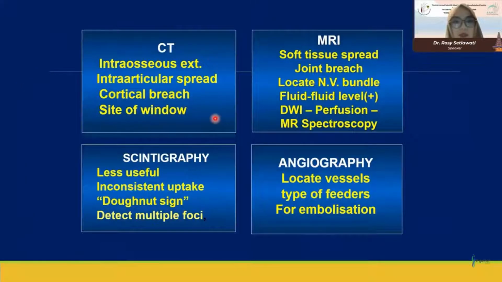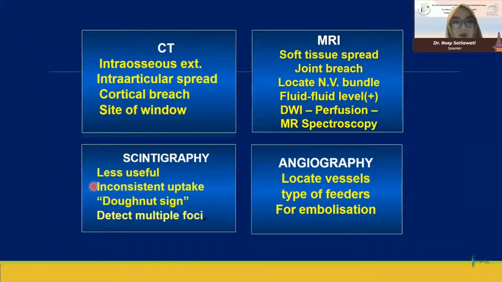With other modalities, CT scan can show the intraosseous extension, the intraarticular spread, the cortical breach, and define the site of window for the biopsy. The MRI can show us the soft tissue spread, the joint spread, locate the neurovascular bundle, and fluid levels, and we can do diffusion, perfusion, and MR spectroscopy to find potentially malignant lesions.